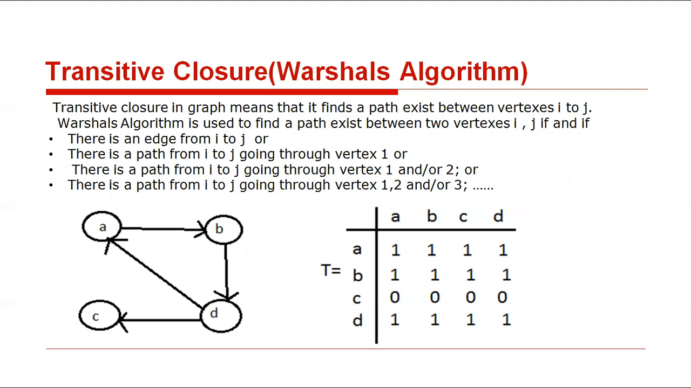Warshall's algorithm is used to find a path exists between two vertices I, j, if there is an edge from I to j, or there is a path from I to j going through vertex 1, and or 2, or there is a path from I to j going through vertex 1, 2 and or 3, etc.